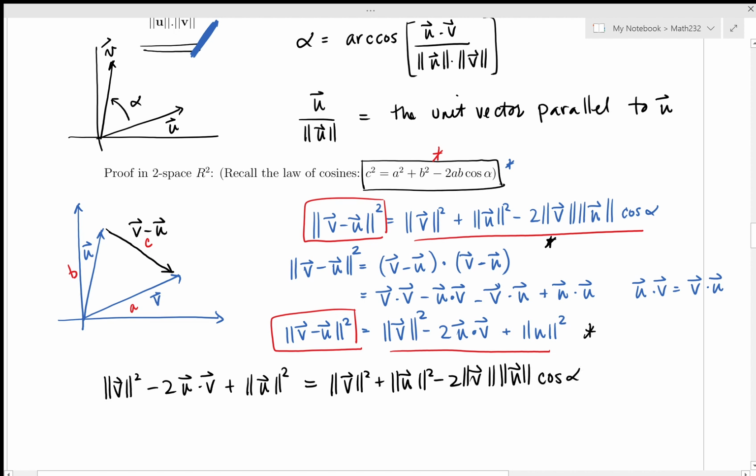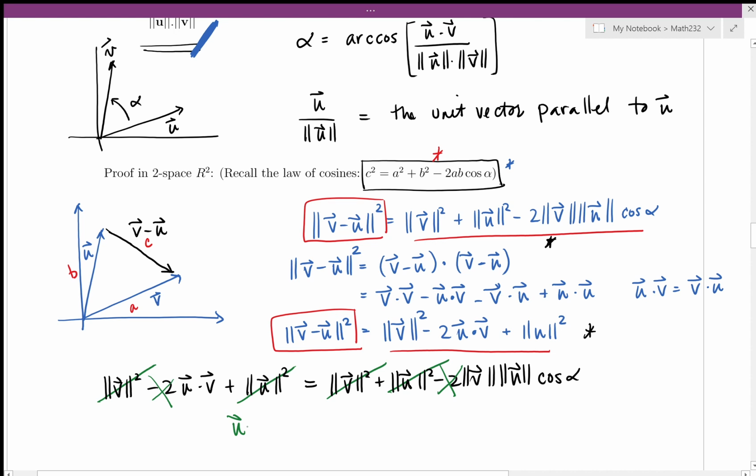Okay, and then nice things are happening here. What we have is that this thing will cancel out, and this thing will cancel out. We can just simply divide both sides by minus 2 at that point. And that is gone, and that is gone. And what do we end up with?